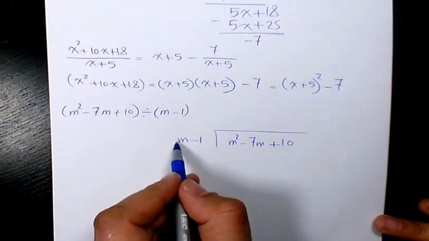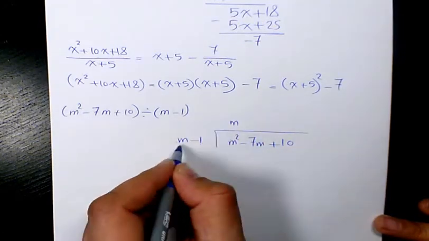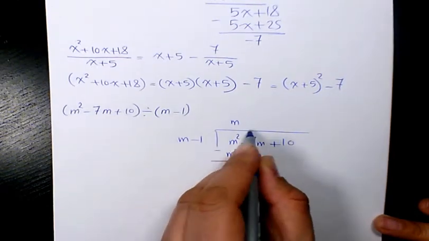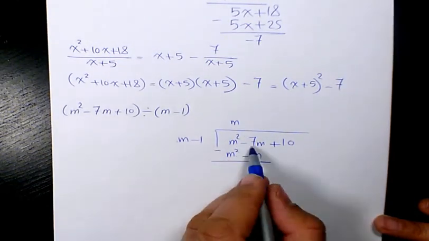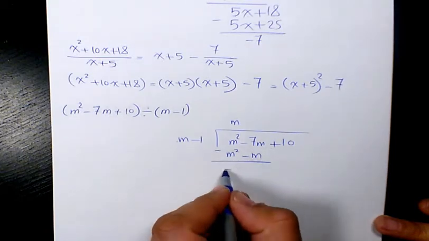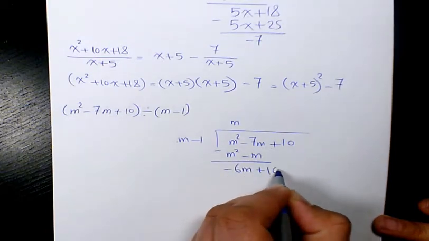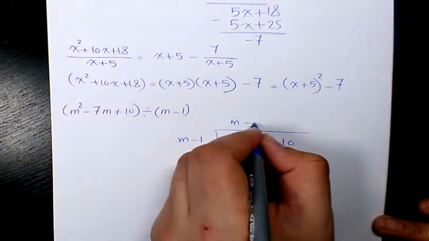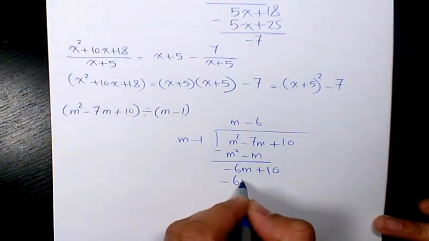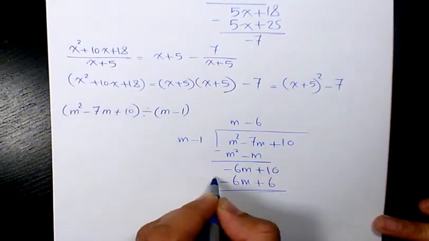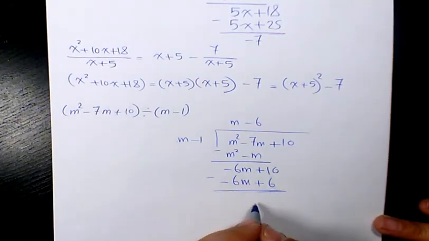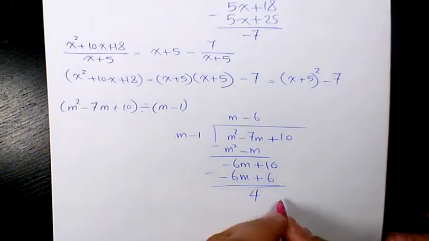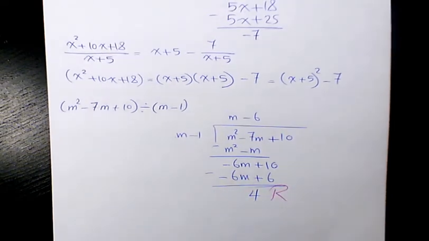m squared divided by m is going to be m. m times m, m squared. m times negative 1, negative m. Then you subtract it, cancel out. Negative 7m minus negative m is going to be negative 6m plus 10. Negative 6m divided by positive m is going to be negative 6. Multiply, it's going to be negative 6m plus 6. When you subtract it, these two cancel out, and it's going to be just 4 as the remainder. So that's going to be the remainder.